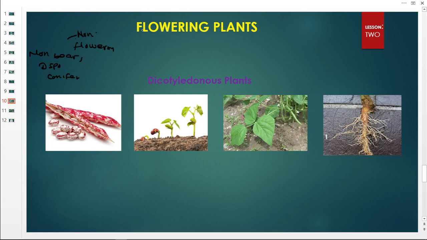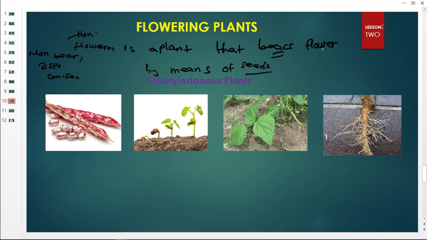So what is a flowering plant? A flowering plant is a plant that bears flowers. To bear is to produce or to put on flowers, meaning that these flowering plants reproduce by means of seeds, and these seeds come from the flowers they put on.